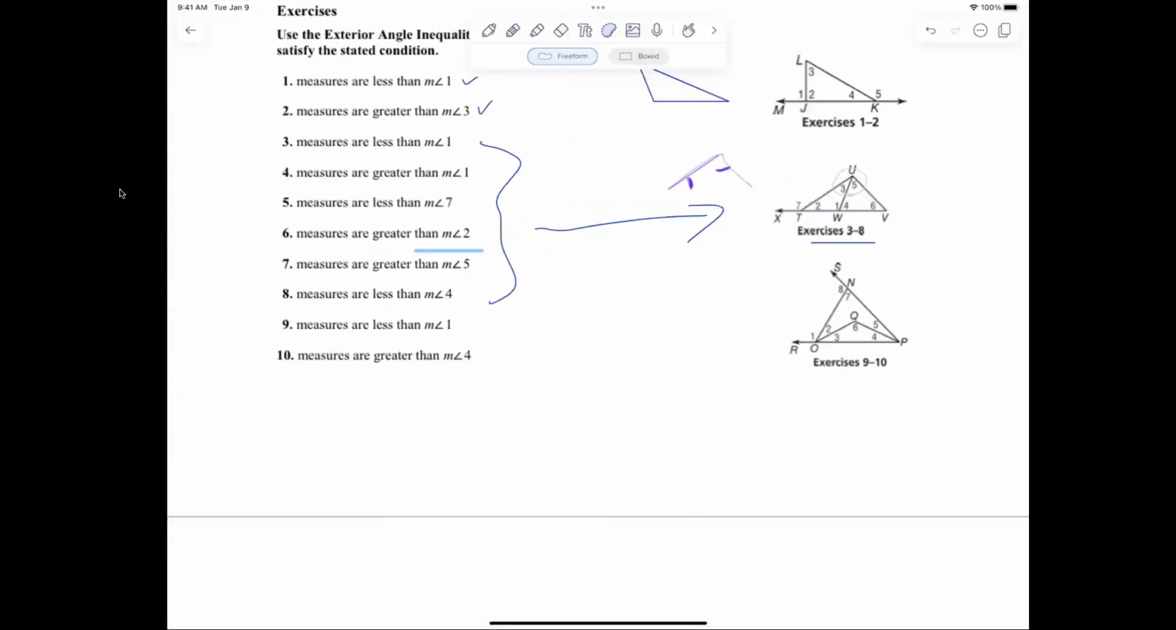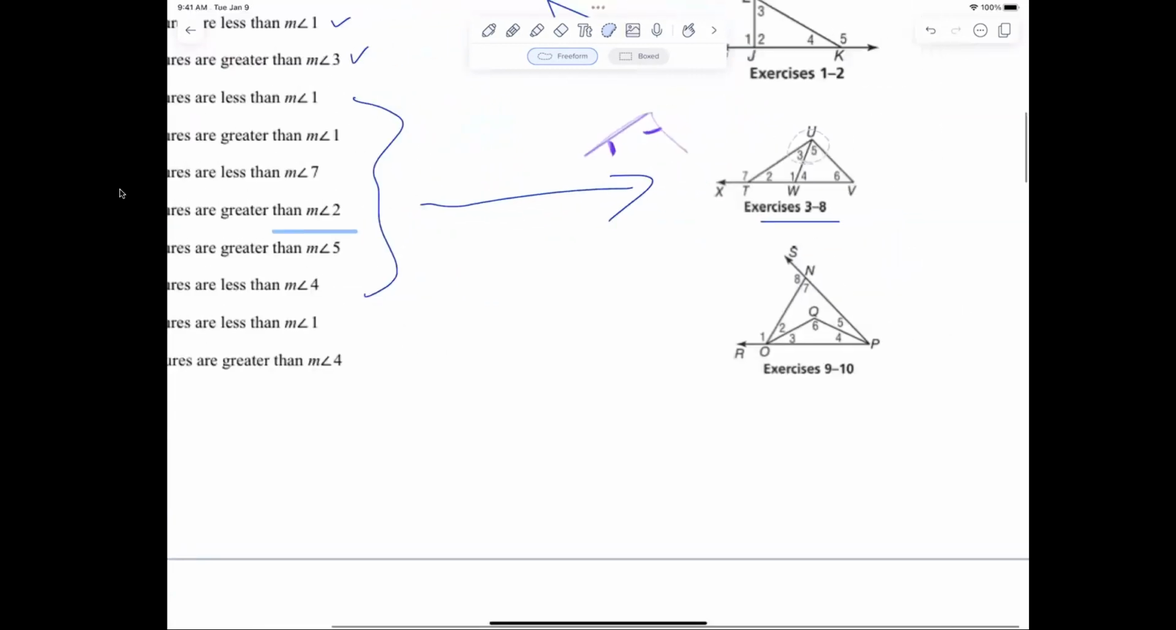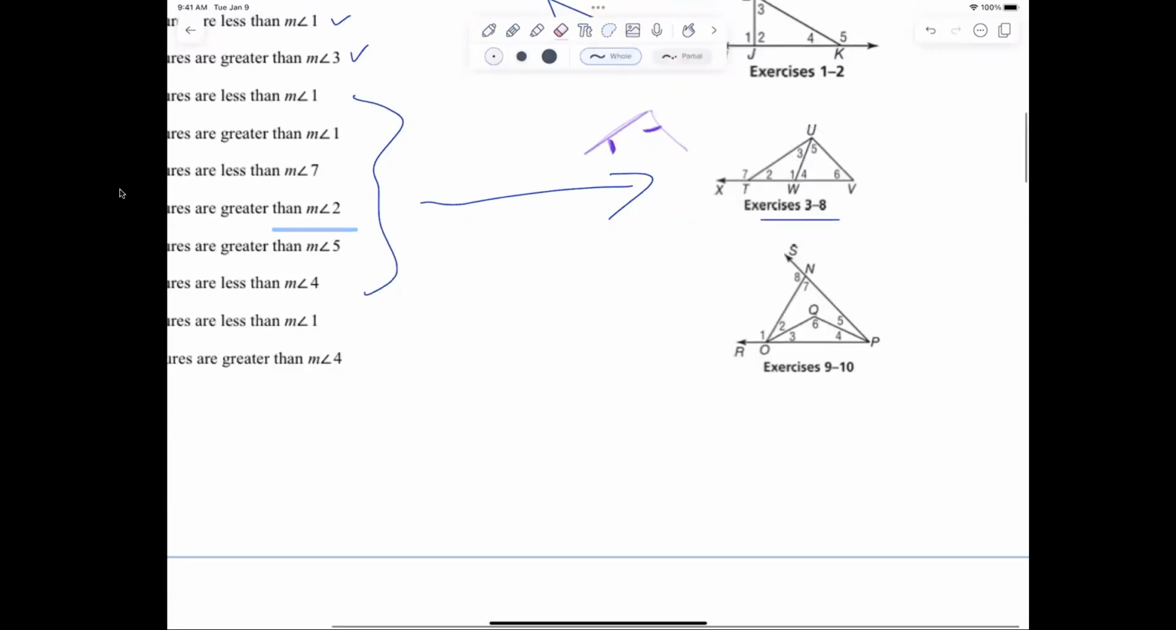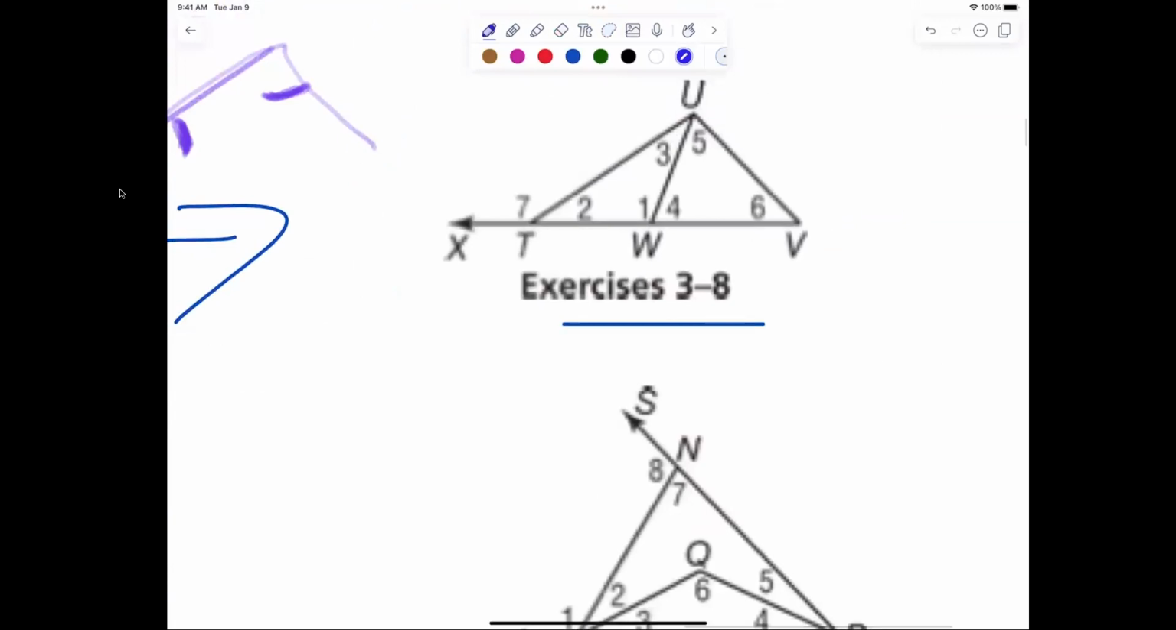Yeah. All right. What number are we on now, please? Number 8. All right, let's look at the measures that are less than angle 4. So again, hold on, I like to highlight angle 4 so we can see it better. So angle 4.